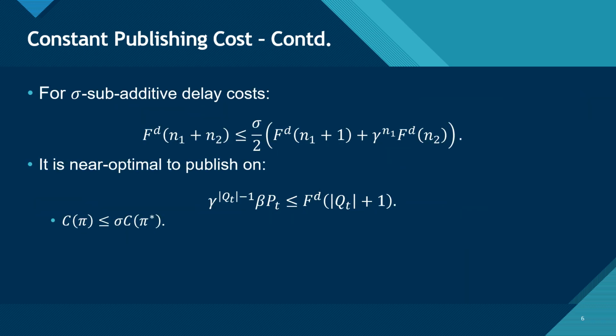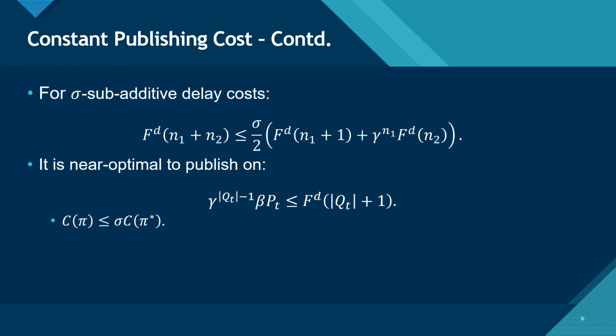So now we define a new condition on the aggregated delay cost, which is sigma subadditivity. You can see on screen the formula that defines it. Basically, what it means is that if we remove a publication time step between two publications, then the aggregated delay cost is not so much worse than it was when we had the publication step in the middle.